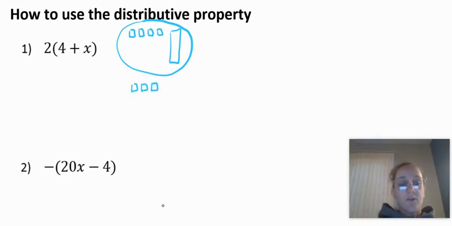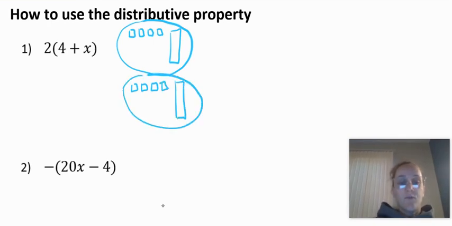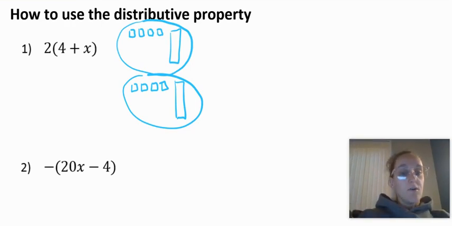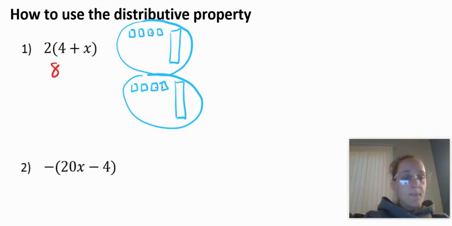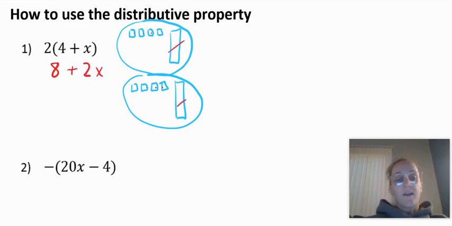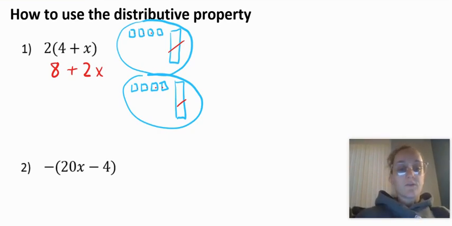So got my 4 units. And I've got another X tile. So there's one group and then 2 groups. So now I just want to count up how many tiles I have. So I have 1, 2, 3, 4, 5, 6, 7, 8 units. And then I have 1 and 2 X tiles. And that would be my final answer, because I can't combine units and X's anymore.